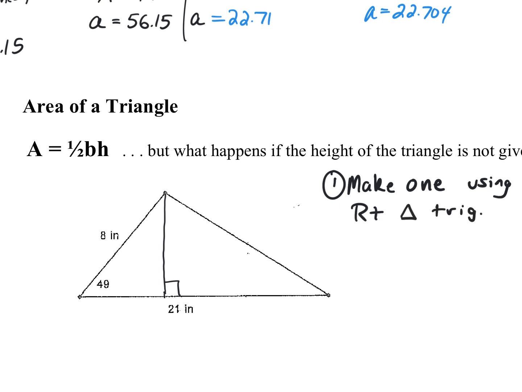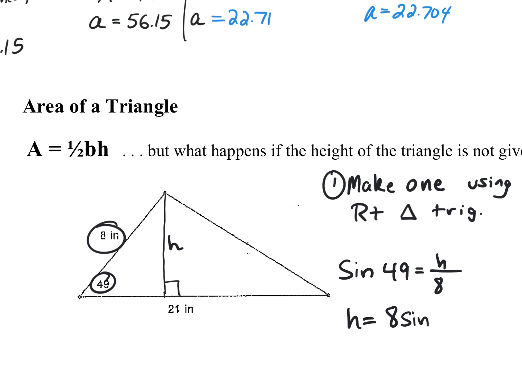So in this case, I am trying to find my height h, and I have an angle and a hypotenuse. So I'm going to say that the sine of 49 degrees equals h over 8. So the height of this triangle will be 8 times the sine of 49 degrees. In this case, our height will be 6.04 inches.